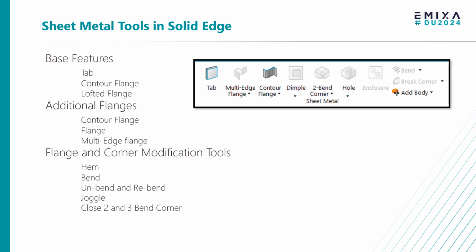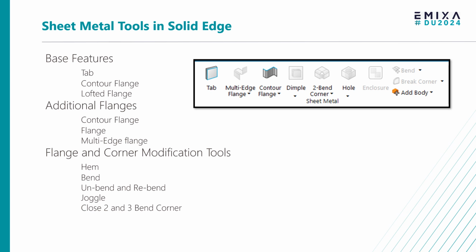So first we're going to have a look at the basics. The base features that we start with, depending on whether we're in ordered or synchronous, are slightly different. We're going to have a tab, which is just like a flat sheet. Contour flange, it's like a kind of flowing sheet and bends. Or a lofted flange, where we've got 2 open profiles and we put a flange between them. Lofted flange is ordered only. And then we can create additional flanges once we've created these.